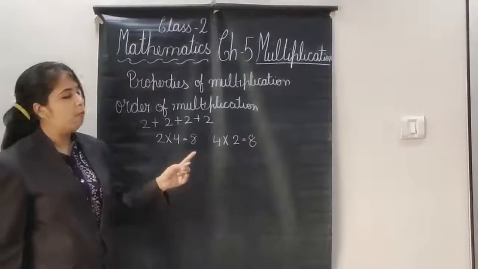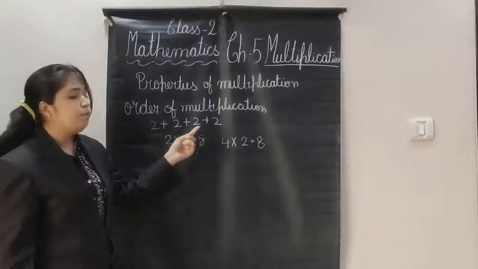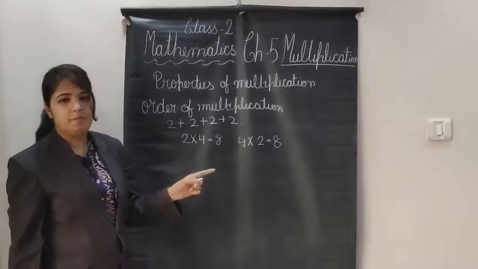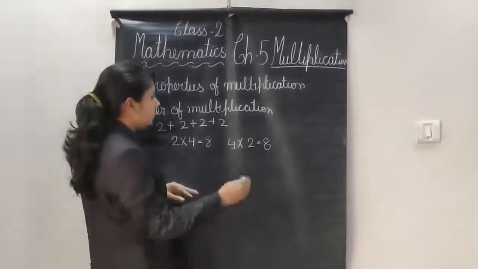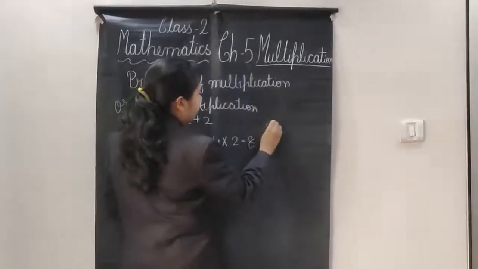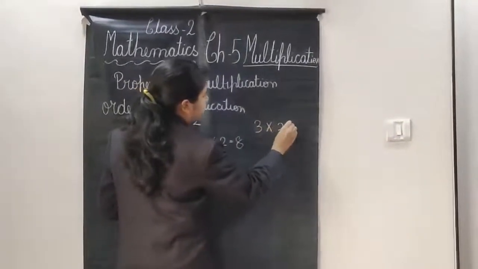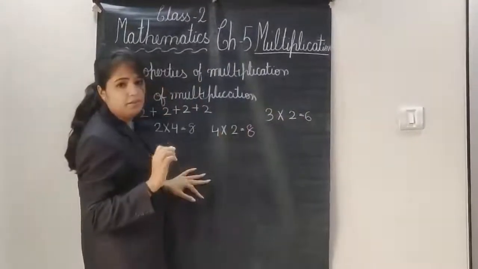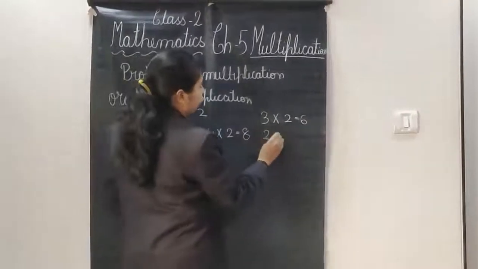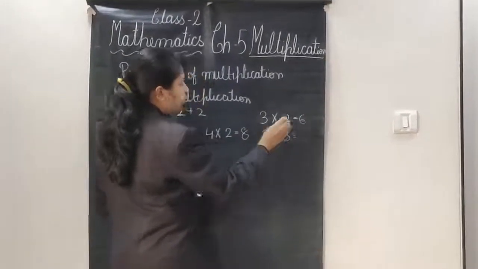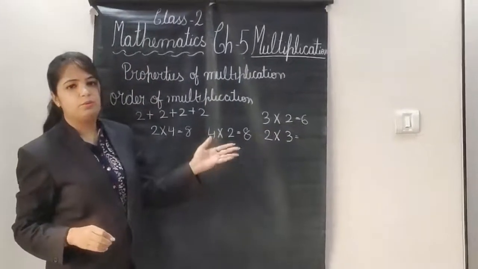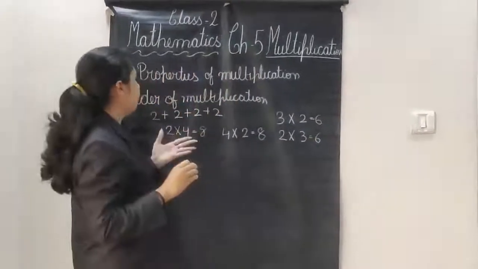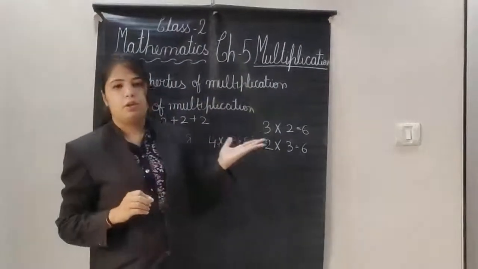So this is the first property of multiplication, order of multiplication. If we change the order of the numbers, the answer will remain the same. It will not change. Once again, we will see an example. 3 twos are 6, 3 ones are 3, 3 twos are 6, right? 2 into 3: if I change the order, 2 ones are 2, 2 twos are 4, and 2 threes are 6. So this is the first property, which is order of multiplication.